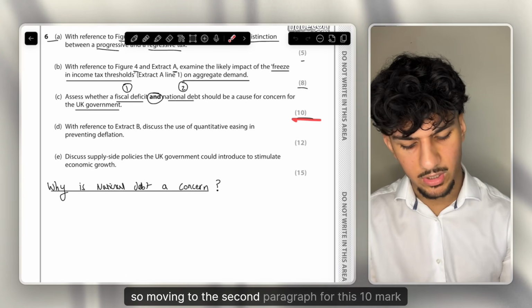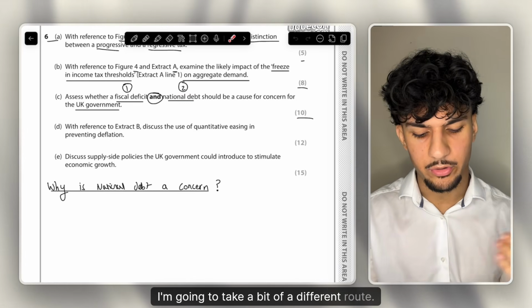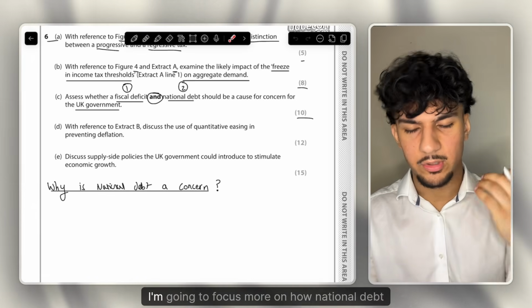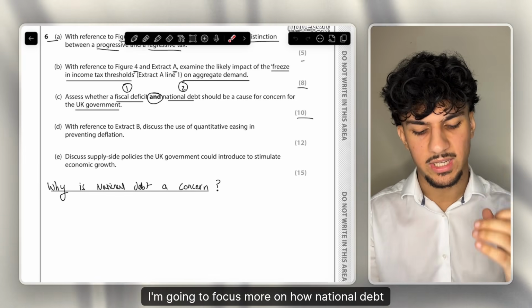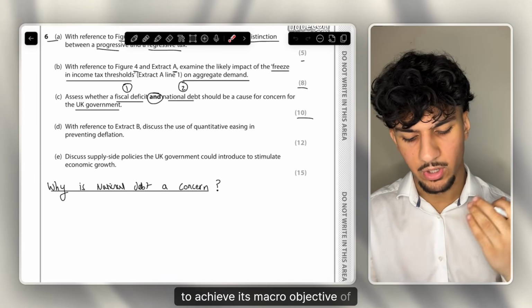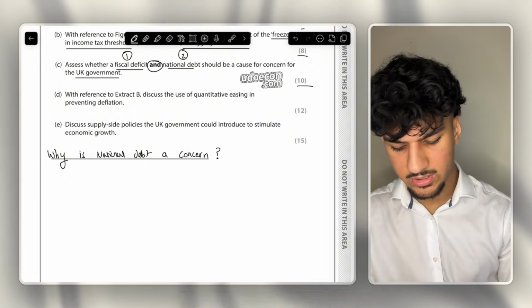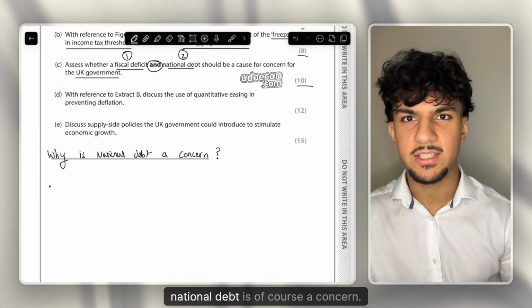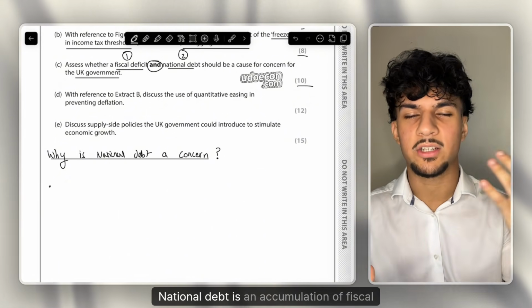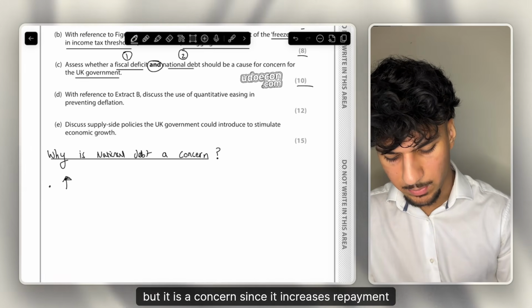Okay, so moving on to the second paragraph for this 10-mark question on national debt, I'm going to take a bit of a different route in answering this paragraph. I'm going to focus more on how national debt reduces the government's ability to achieve its macro objective of economic growth. So let's get right on with it. Why is national debt a concern? So just like the first paragraph, national debt is of course a concern. National debt is an accumulation of fiscal deficits, but it is a concern since it increases repayment costs.